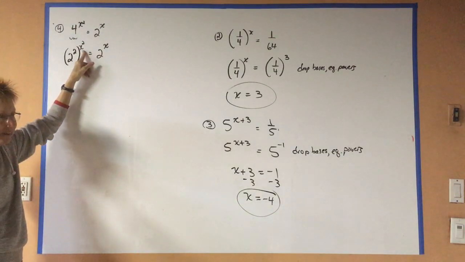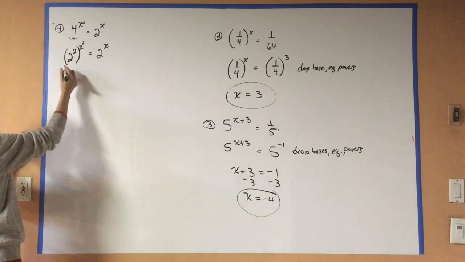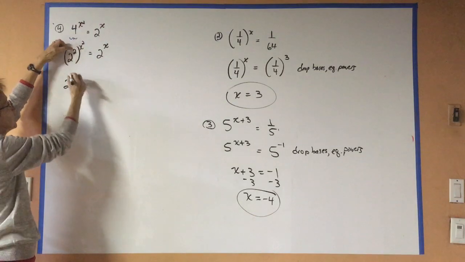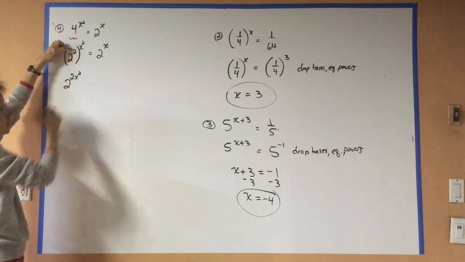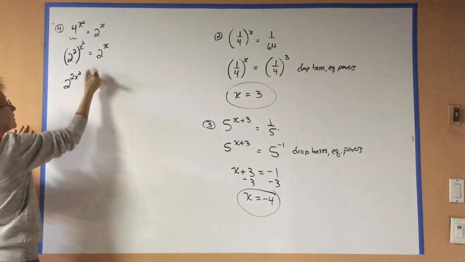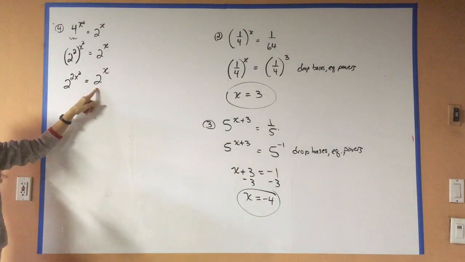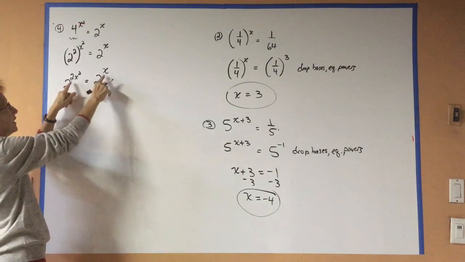I think I heard it. You multiply them. So this is going to become the base of 2, and the new power is going to be 2 times x squared, which is 2x squared. This side says 2 to the x. Now you have same bases, so now you can drop the base and equate the powers.